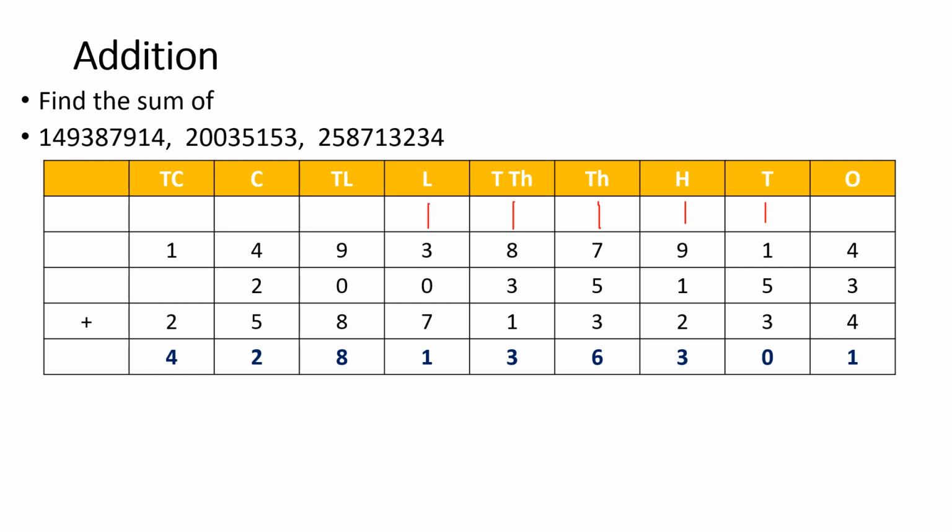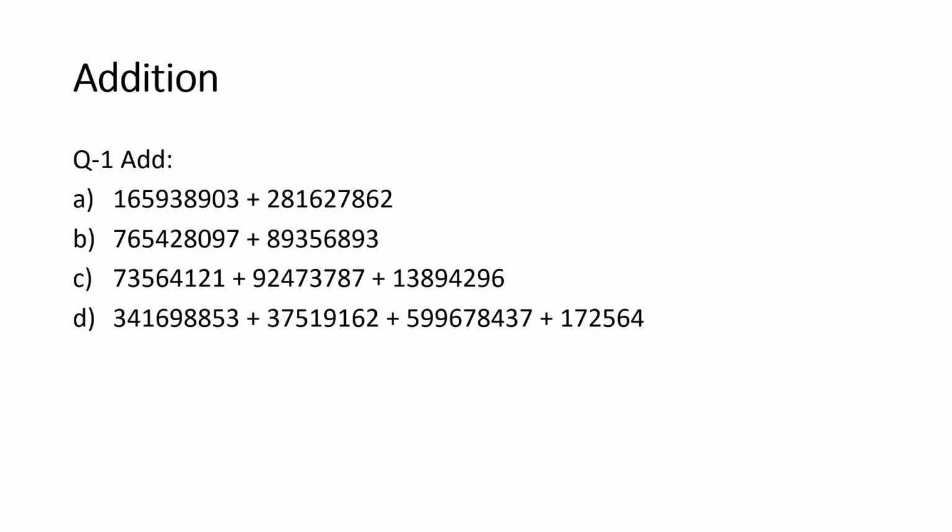Then 3 plus 1 is 4, plus 7 is 11. We will write 1 here and 1 as carry. 9 plus 1 is 10, 10 plus 8 is 18. We will write 8 here and 1 here. 4 plus 1 is 5, 5 plus 2 is 7, 7 plus 5 is 12. We will write 2 here and 1 as carry. Then 1 plus 1 is 2, 2 plus 2 is 4. So it is our answer, that is 42 crore 81 lakh 36,301. And students, you know practice is always important in mathematics. So now do these questions of addition in your notebook.